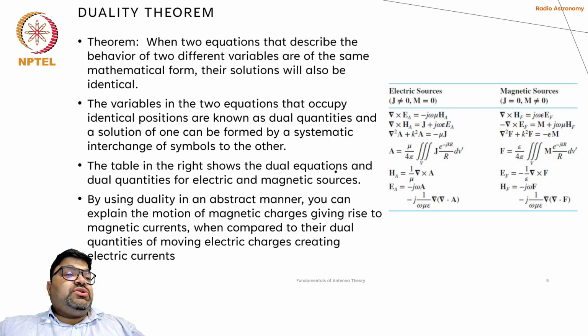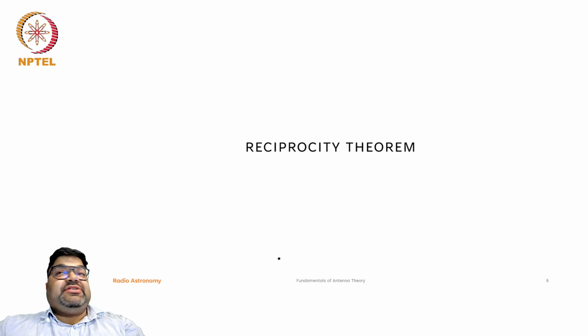The table on the right shows the dual equations of dual quantities of electric and magnetic sources. By using duality in an abstract manner, you can explain motion of magnetic charges giving rise to magnetic currents when compared to their dual quantities of moving electric charges creating electric currents. So these are the two different things. For electric sources, J not equal to 0 but M equal to 0. For magnetic sources, M not equal to 0 but J equal to 0. And you have this set of equations. This is required to set the stage for the next one.